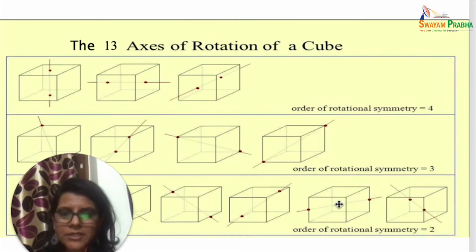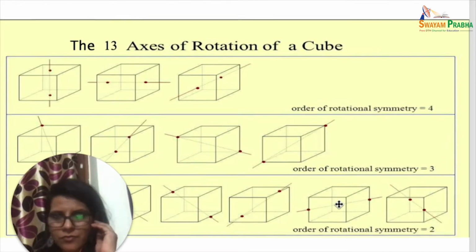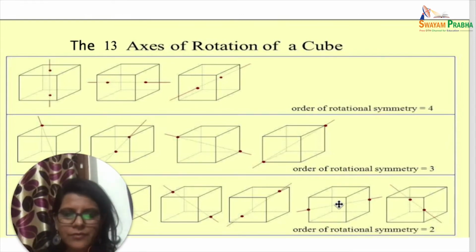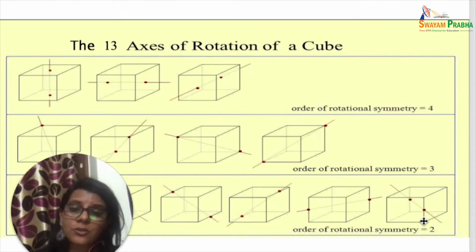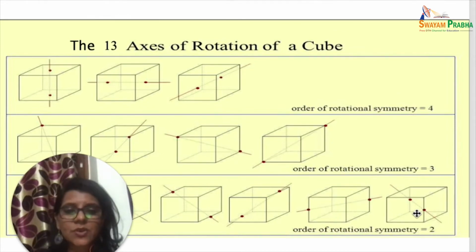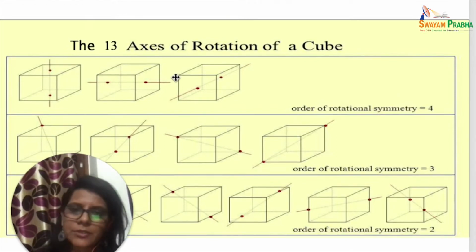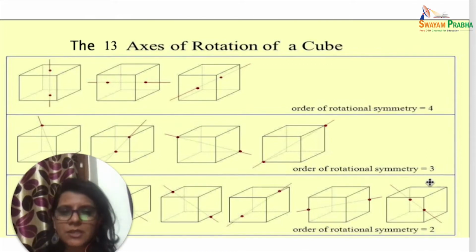So how many edges are there? There are 12 edges. So six pairs are there. So the centers of two opposite edges. This is just the top and this is the bottom. So these are twofold rotational axes of symmetry. So these are the kinds of rotational axes of symmetry that are there in a cubical structure. So how many of these are there? 13. There are fourfold axes of symmetry, threefold axes of symmetry, and twofold axes of symmetry.